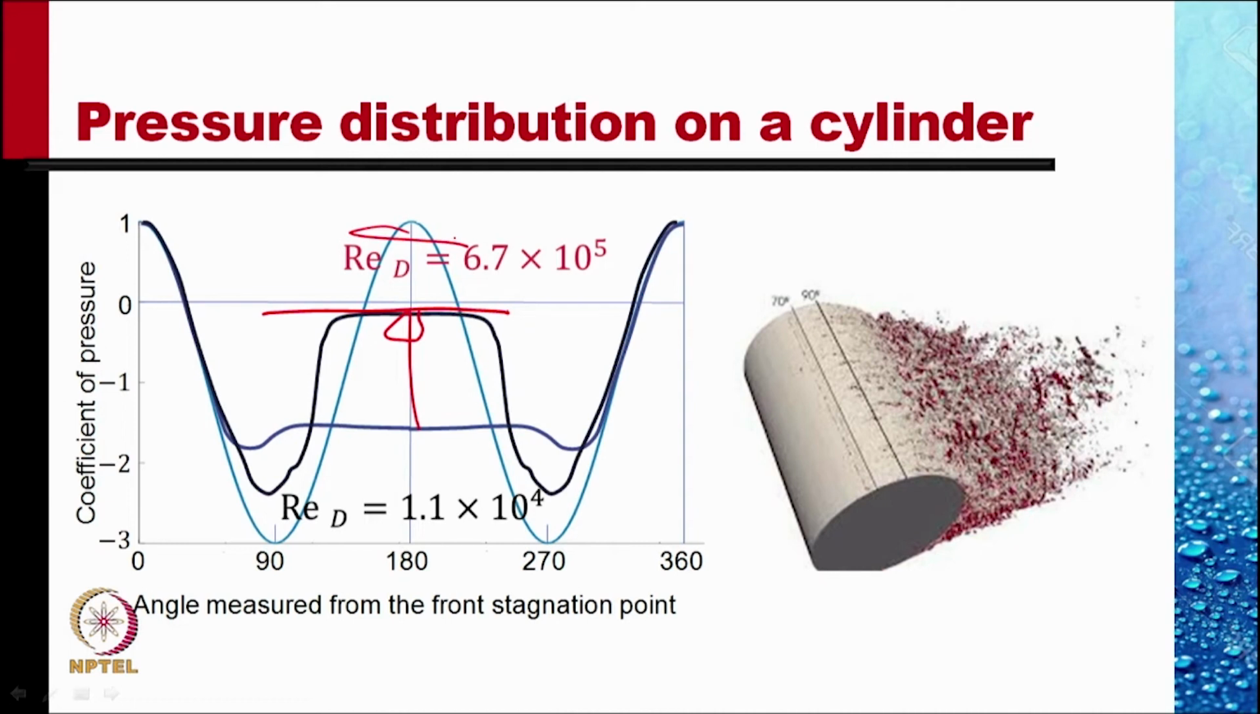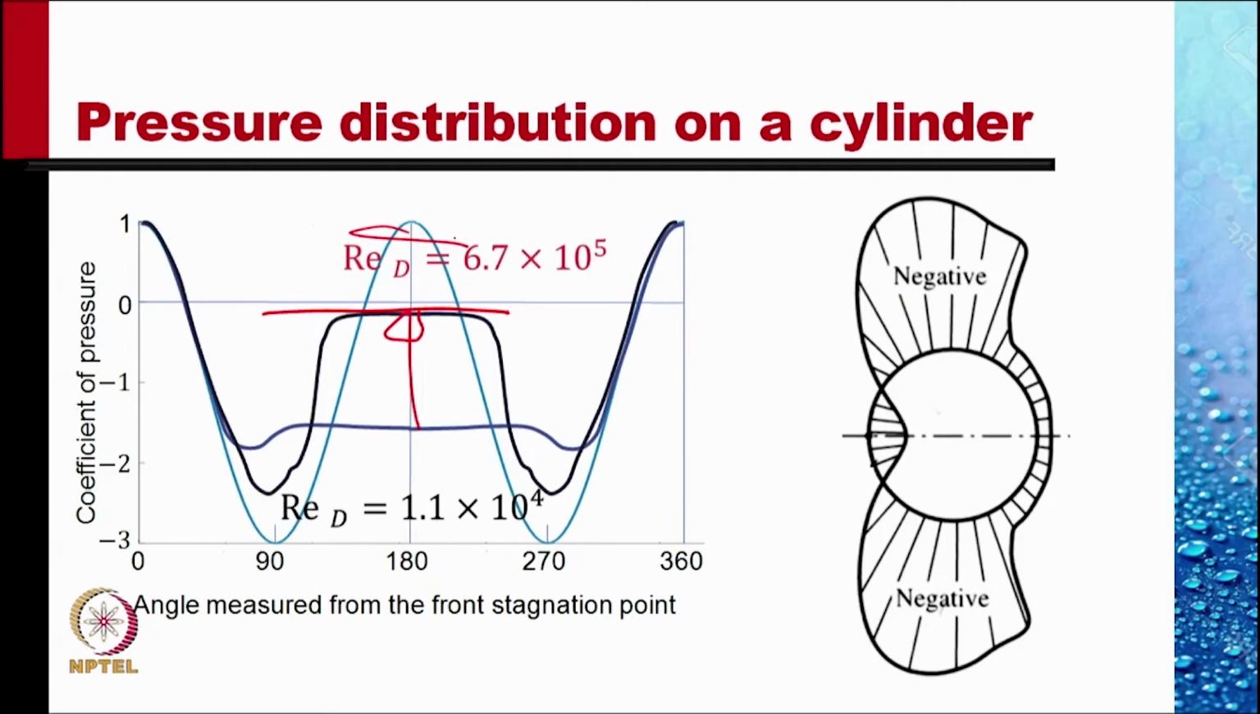This is at Reynolds number equal to 6.7 into 10 to the power 5, about 670,000. We will later learn that this is where the boundary layer on the cylinder has become turbulent. Turbulent boundary layer is more energetic, so it travels further down the cylinder before it separates. And so the pressure profile is closer to the irrotational flow pressure profile for most of the region except near the very tail. And because of this, the drag on the cylinder is much lower.